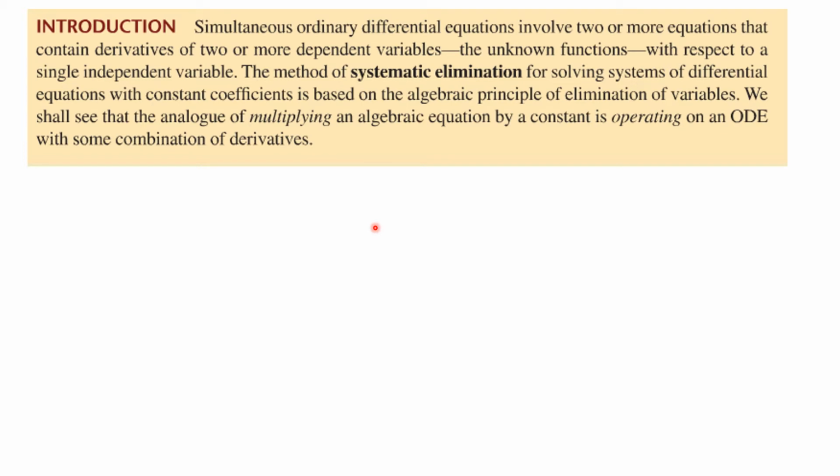By way of introduction, simultaneous ordinary differential equations involve two or more equations that contain derivatives of two or more dependent variables, the unknown functions, and there's always a single independent variable, usually x or t. The method of systematic elimination for solving systems of differential equations with constant coefficients is based on the algebraic principle of elimination of variables. We shall see that the analog of multiplying an algebraic equation by a constant is operating on an ordinary differential equation with some combination of derivatives.